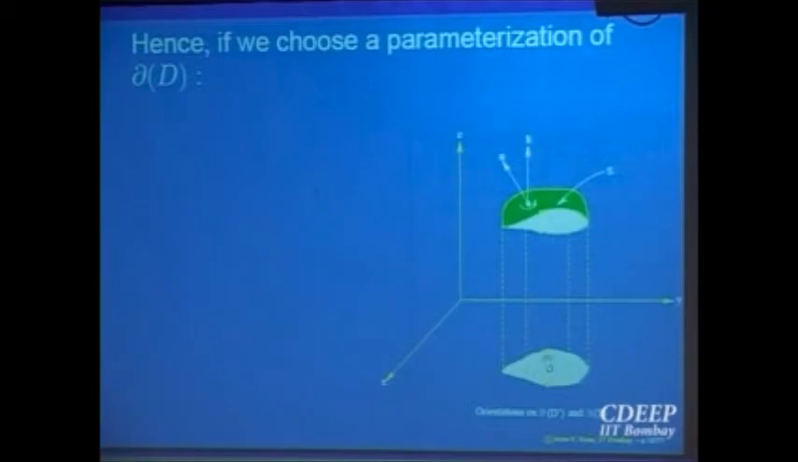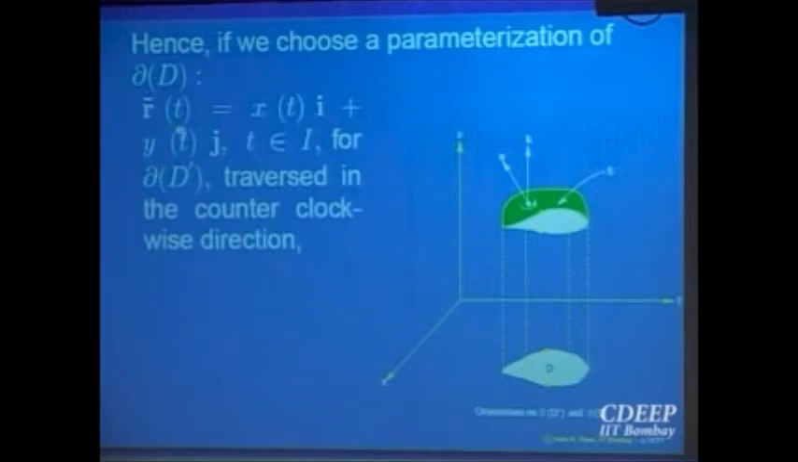So projection here, that is the same picture that we have seen earlier. Let us give a parameterization for the boundary of D. Then we will lift it up, get a parameterization for the boundary of the surface and compute the line integral. Let us say a parameterization for this is r tilde (t) = x(t) i + y(t) j, with t varying in some interval I. So r tilde of t is a parameterization of this one, going counterclockwise.